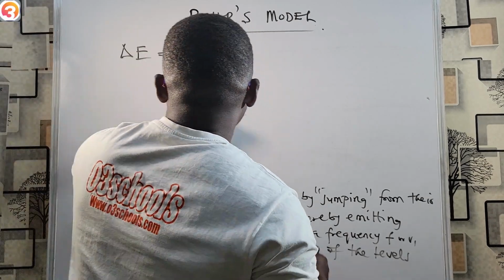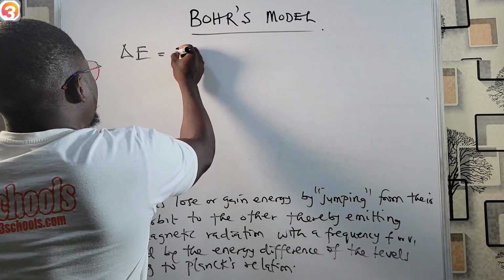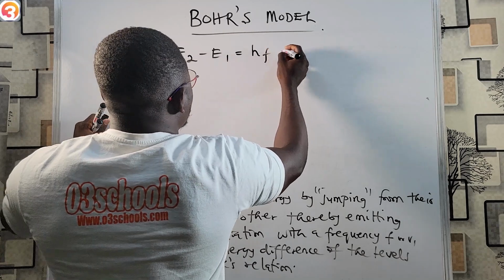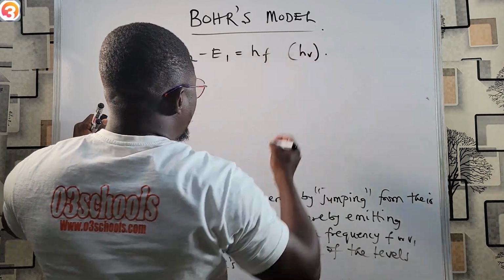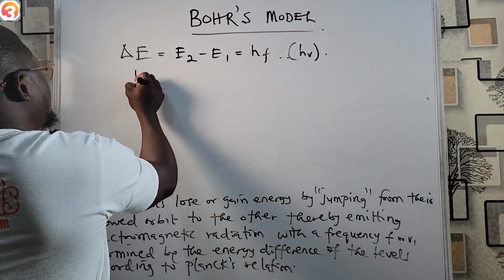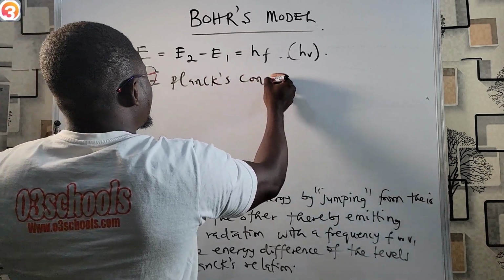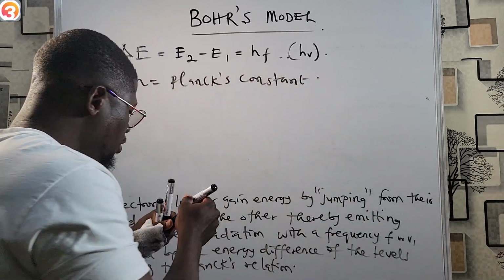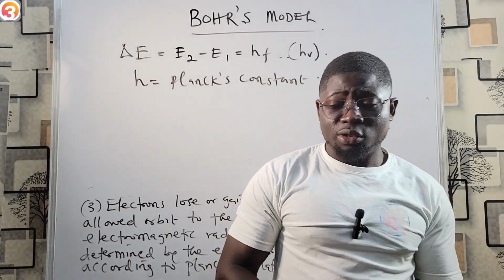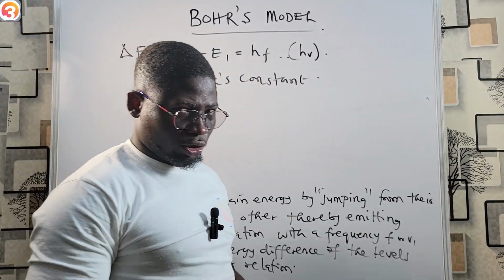So change in energy, which is delta E now, is equal to what now? E2 minus E1, which is equal to what now? HF, or you can say HV. Are you there? Right? So you can say HV. Then, of course, H there is equal to Planck's constant. All right. So this is all what Niels Bohr was talking about in his postulate, or in his own model of the atom or structure, right?